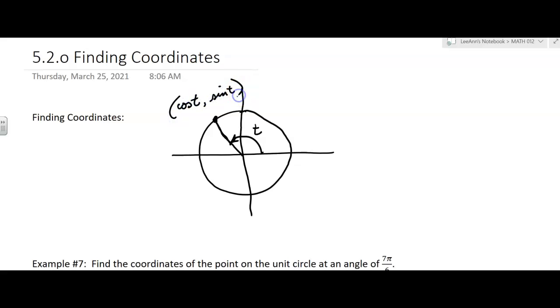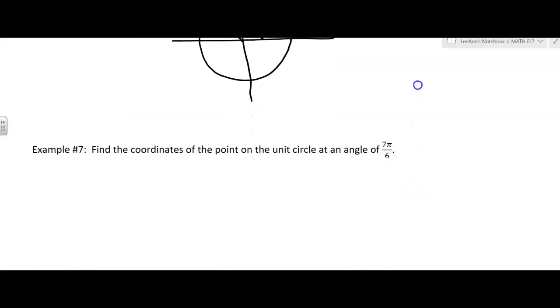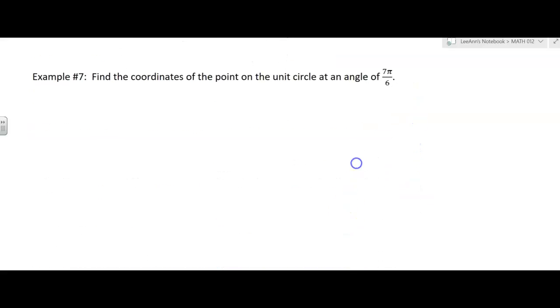So now they don't want us just to find the sine or the cosine of the angle, but rather the coordinates for that point. So you have to find both cosine and sine. Okay, so find the coordinates of the point on the unit circle. All right.